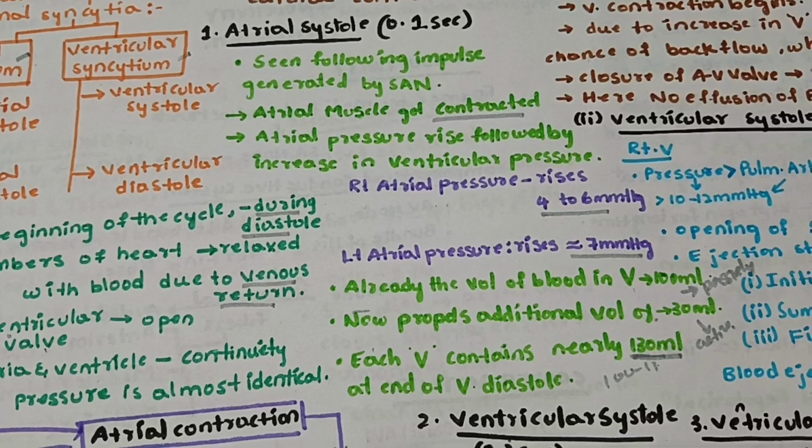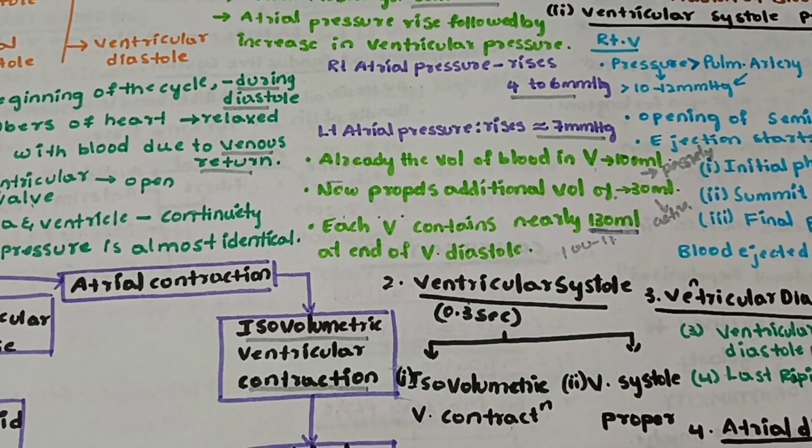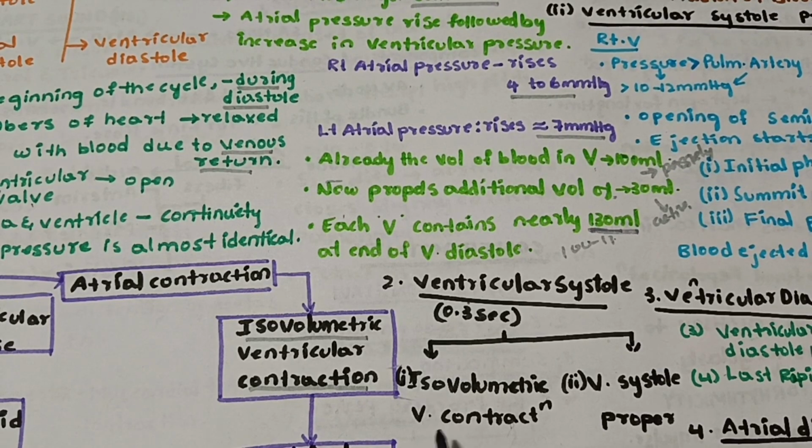Now ventricular systole, ventricular contraction, takes place in two stages: isovolumetric ventricular contraction and ventricular systole proper. Systole means contraction, we know, right? In isovolumetric ventricular contraction, there is the same amount of blood, but contraction has started, and the same volume is maintained.